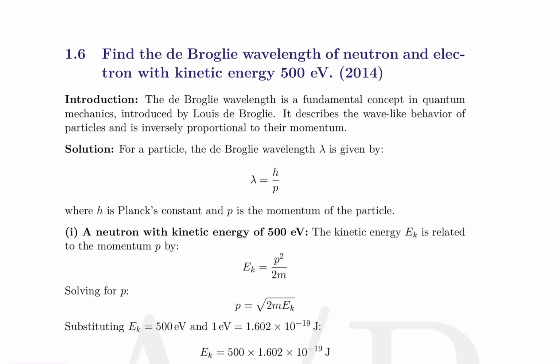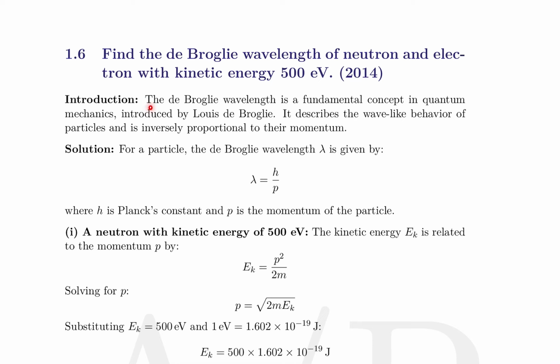Okay, let's move to the next question. It is a question from 2014. Find the de Broglie wavelength of neutron and electron with the kinetic energy 500 electron volt. So again, the core concept here is de Broglie wave. So we'll use a somewhat similar kind of introduction as we used in our question 1 and 2.